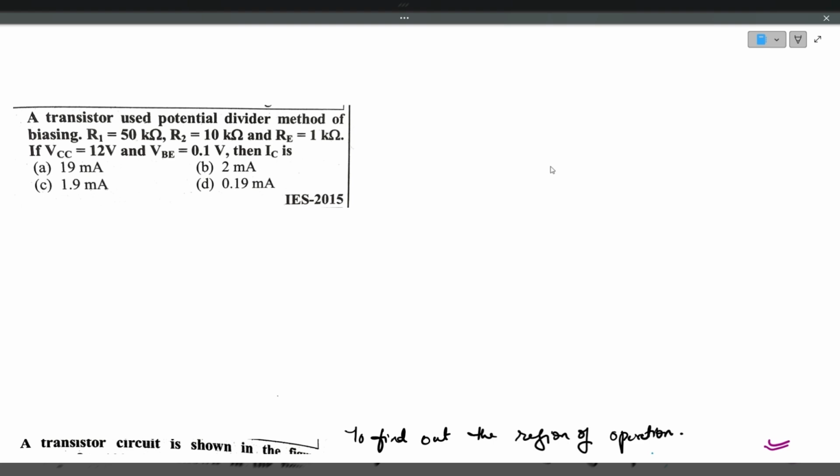A transistor uses the potential divider method of biasing. R1 is 50 kilo ohms, R2 is 10 kilo ohms, RE is 1 kilo ohm. If VCC is equal to 12 volts and VBE is 0.1 volts, then what is the collector current IC? Very simple. First we'll draw the circuit.